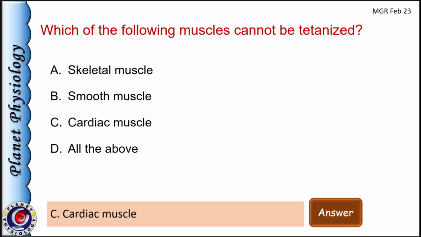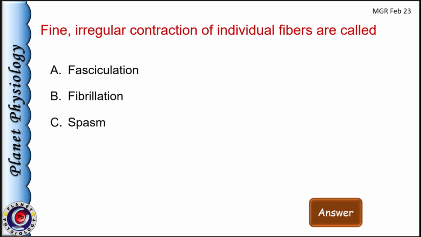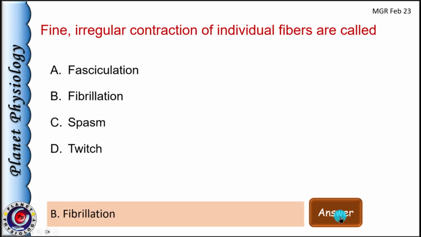Next question again from MGR University. Fine irregular contractions of individual fibers are called as A. Fasciculations, B. Fibrillation, C. Spasm, and D. Twitch. Yes, the correct answer is option B. Fibrillation. Because question says these are the fine irregular contractions of individual fibers.